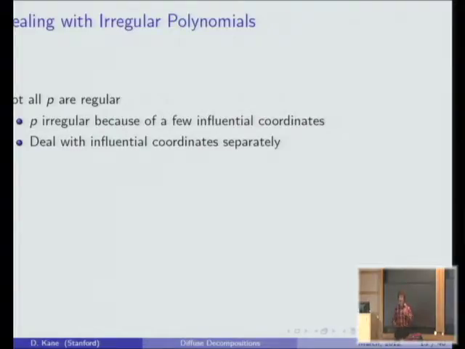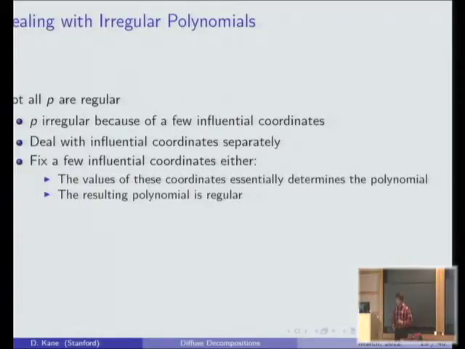So to get around this irregularity, there's this basic idea that you can take these few influential coordinates and deal with them separately. The idea is that if you fix the values of these influential coordinates, once you've conditioned on what their values are, you expect one of two things to happen. On the first hand, it could be the case that your polynomial is essentially just a polynomial in a couple of variables, and once you fix the values of these coordinates, you've essentially determined the value of the polynomial up to maybe some very small error.